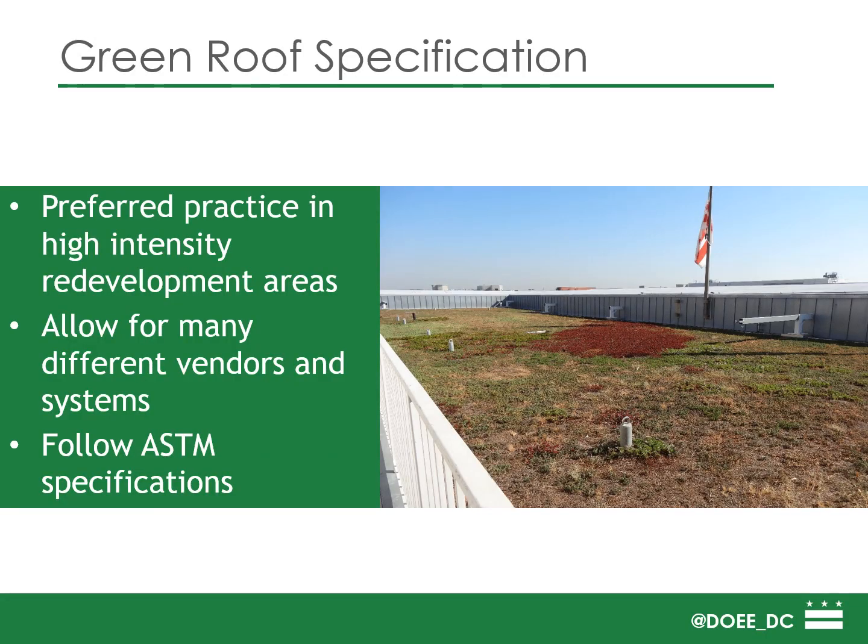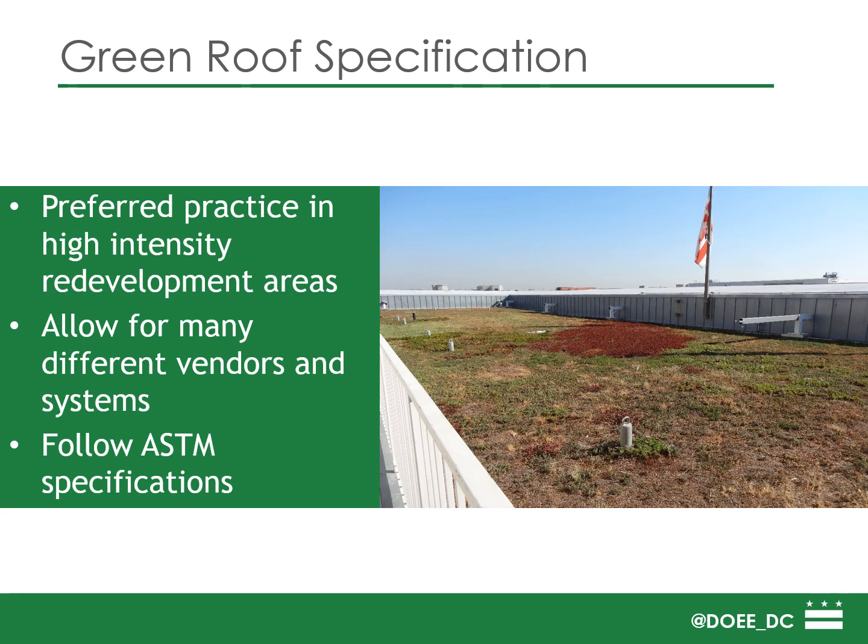So green roofs are an excellent practice, especially in high density development areas where there is not a lot of land available for other BMPs. So where there's only really a building with a roof, you often have to use that roof for the stormwater management. There are a variety of vendors and systems out there, and the Stormwater Management Guidebook does not specify which vendor is preferred, just the general design parameters and the specifications that must be met by that system.